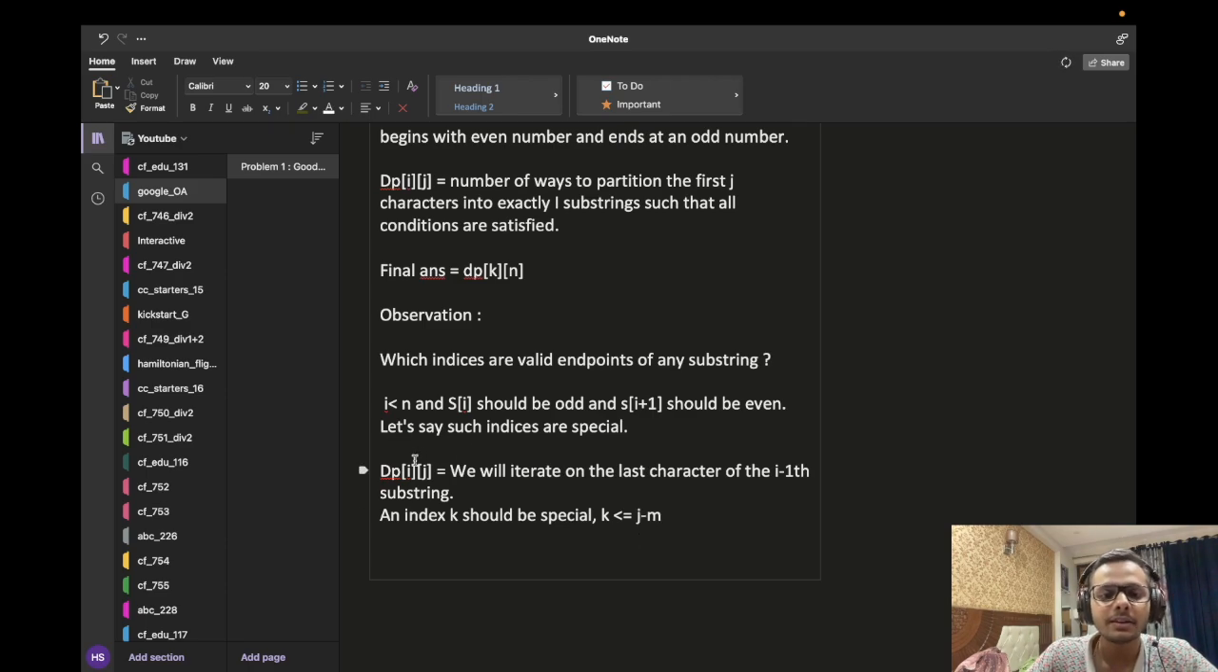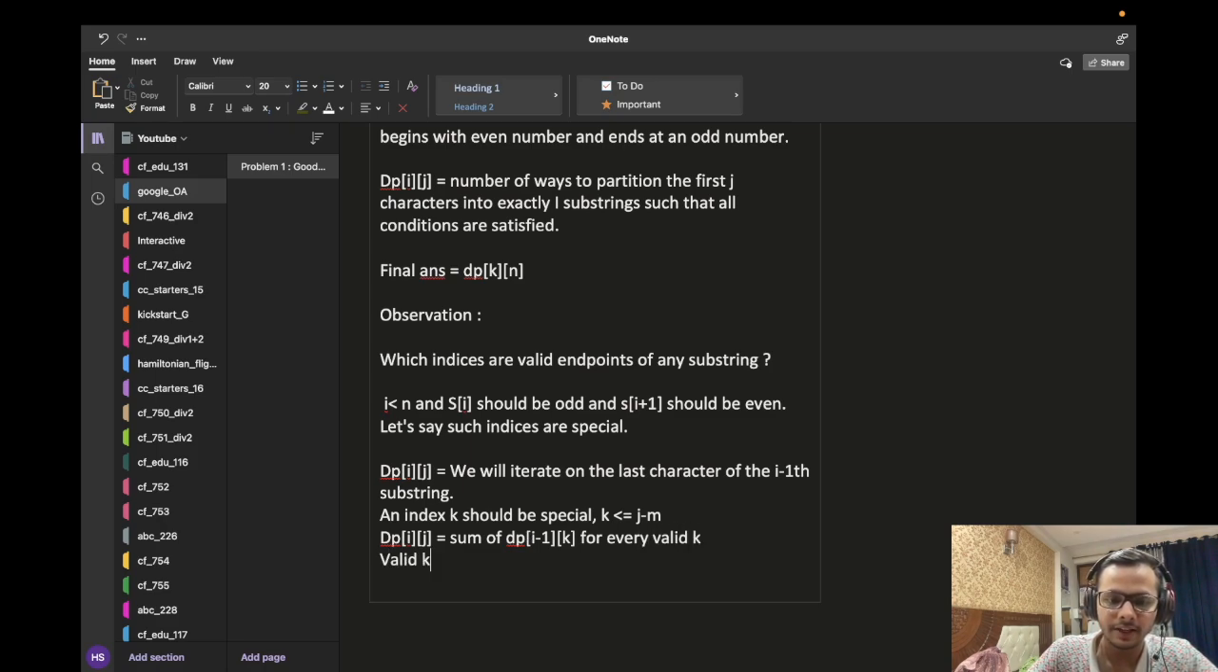I am ending the ith substring at the position j, and the length of the ith substring should be at least m. So basically k should be less than or equal to j minus m. Okay. So what we have to do is, dp[i][j] is just the sum of all the dp[i-1][k] for every valid k.